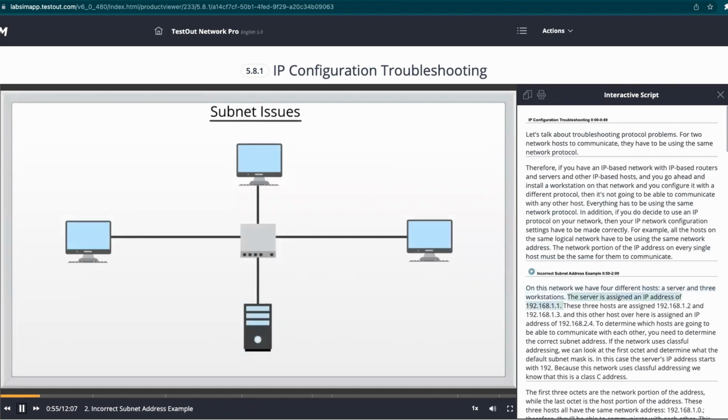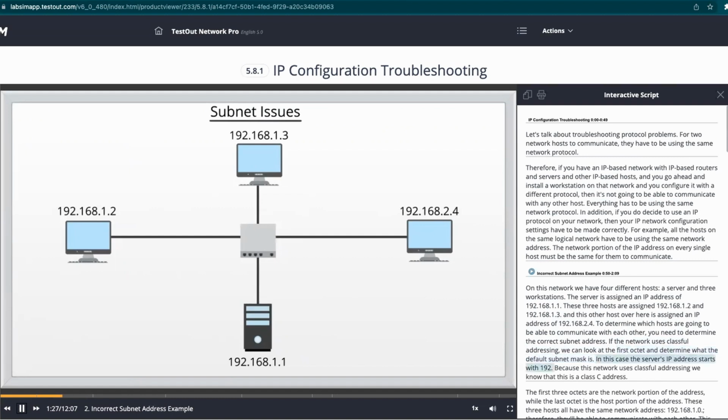The server is assigned an IP address of 192.168.1.1, and these 3 hosts are assigned 192.168.1.2 and 192.168.1.3. And this other host over here is assigned an IP address of 192.168.2.4. Now, to determine which hosts are going to be able to communicate with each other, you need to determine the correct subnet address. If the network uses classful addressing, we can look at the first octet and determine what the default subnet mask is.